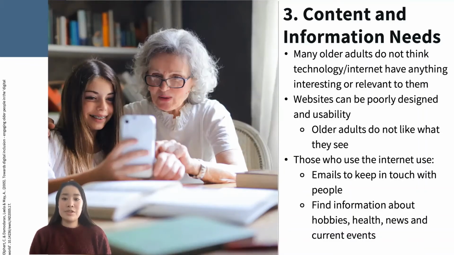Despite this, researchers found that older adults who do use the internet tend to use email to keep in touch with friends or family and to find information about hobbies, health, news, or current events, which is different from other age groups who use the internet and technology for other activities.